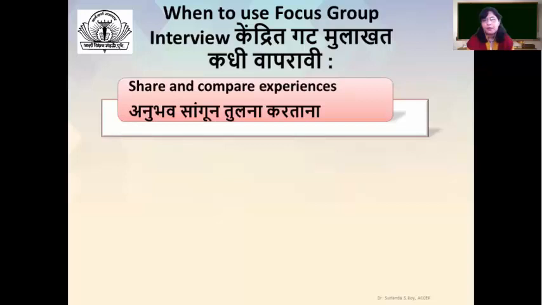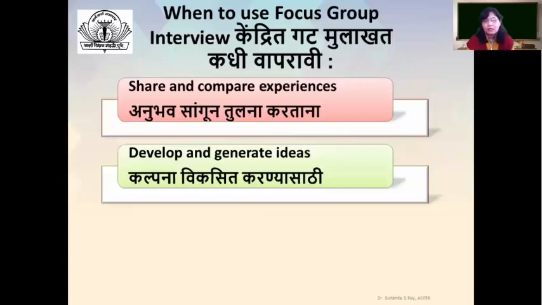For example, if you want to find out the experiences of students after a training program has been implemented on them, you can have a focus group interview of just a few students to get feedback and to share and compare their experiences. Second thing is for developing and generating ideas.